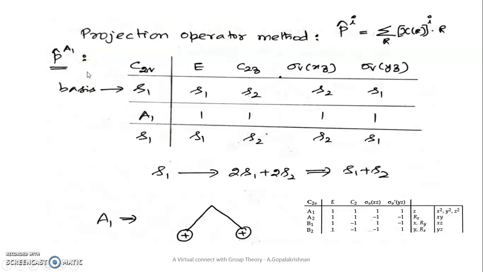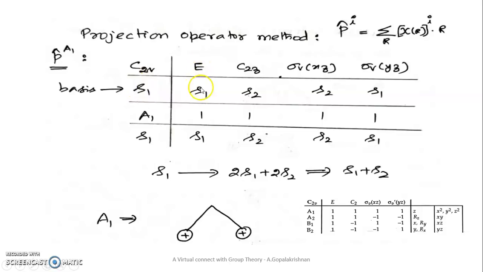function that corresponds to A1. So this is the formula of the projection operator. What you have to do? First you have to carry out the symmetry operation on the function, then multiply that with the character of the irreducible representation, then add all the values. So in the C2v point group, these are all the symmetry operations we have. Now I am going to take a basis. Say for example, I will take the S1 orbital as basis, right?